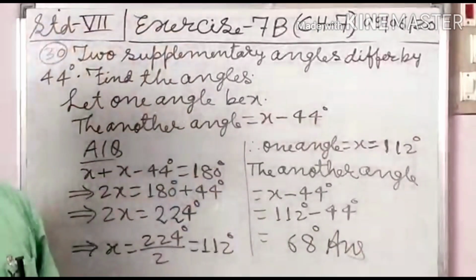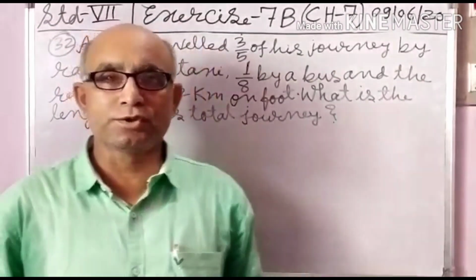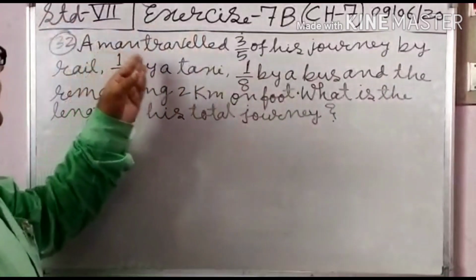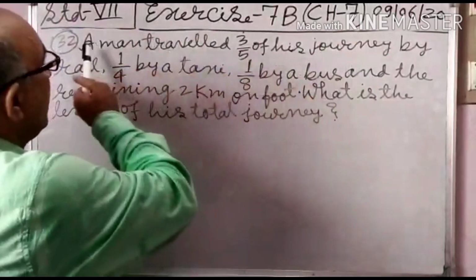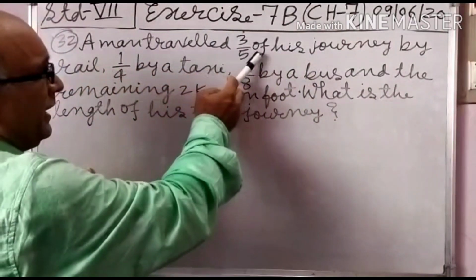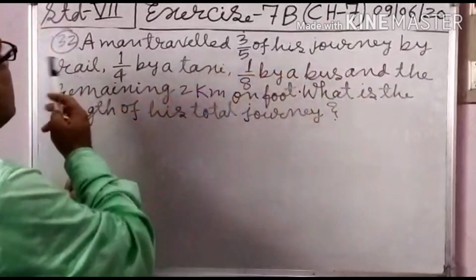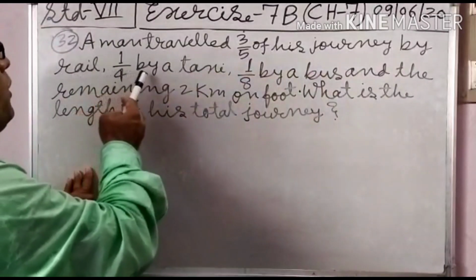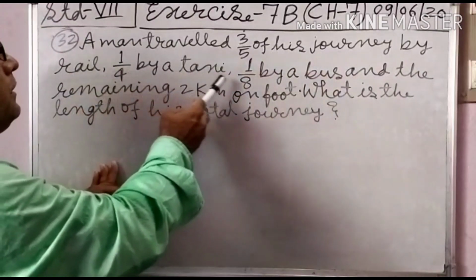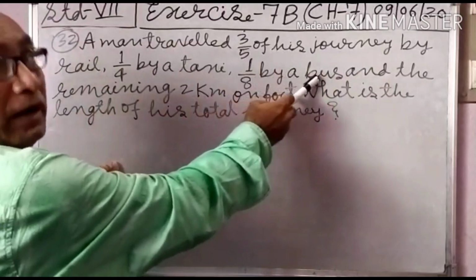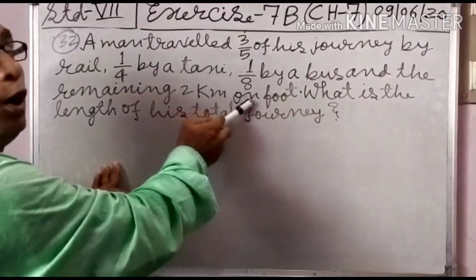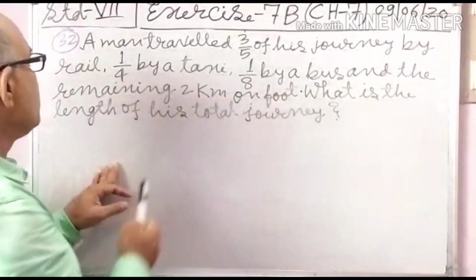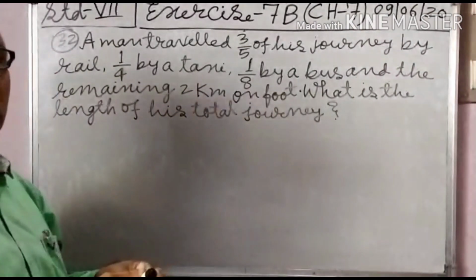Write it. Next question is question number 32. A man traveled 3/5 of his journey by rail, 1/4 by a taxi, 1/8 by a bus, and the remaining 2 kilometers on foot. What is the length of his total journey?